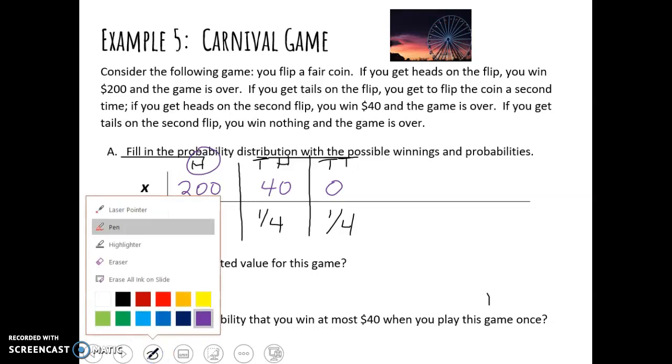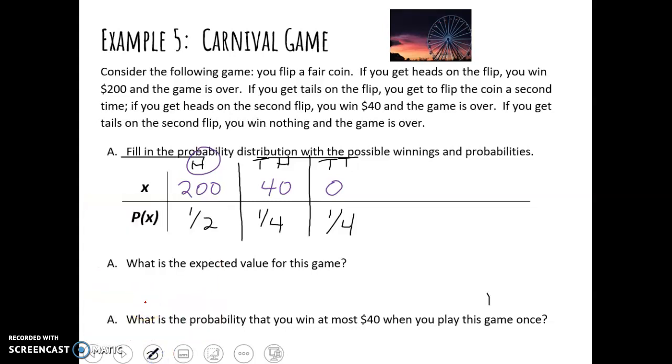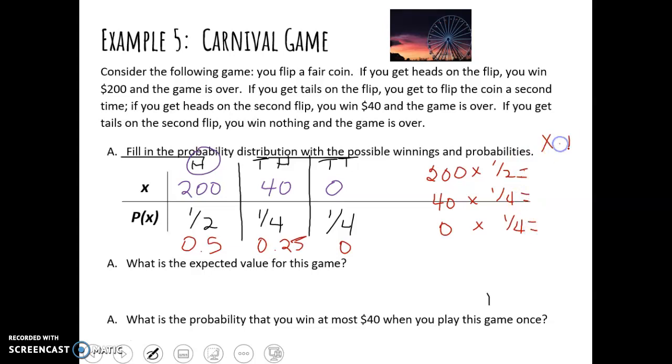Now I don't know if anyone will find this easier, but you could also, instead of putting these in as fractions, put these in as decimals as well. So if we were to multiply each one of these, you would multiply 200 times 1/2, you'd multiply 40 times 1/4, and you'd multiply 0 times 1/4. That would be multiplying all your x's times your p of x's.